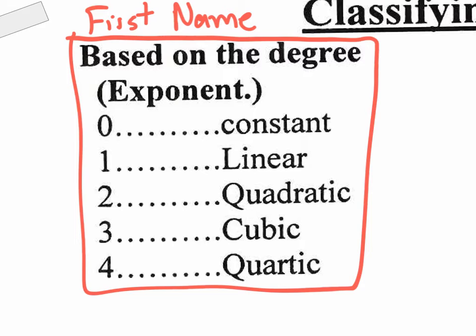The highest exponent that you see. So if you're looking at a polynomial, a bunch of terms, right? And you see that the highest exponent is 4, well, the first name is going to be quartic. If you see that the highest exponent is 2, that's going to be a quadratic. If you see the highest exponent is 3, it'll be cubic. If you have just like 5x, then that would mean that the exponent is 1. You would say linear. Okay.